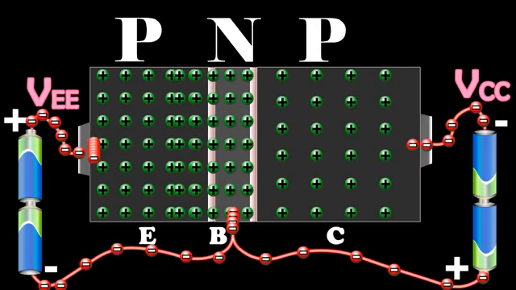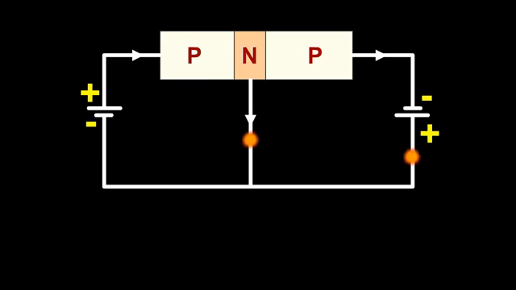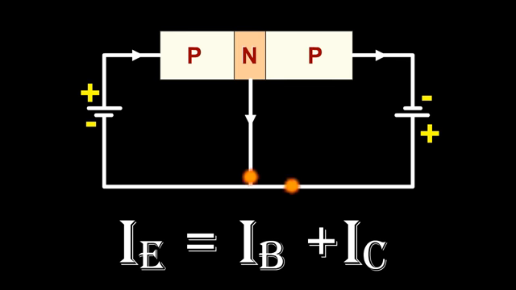Applying Kirchhoff's current law to the circuit, the emitter current is the sum of collector current and base current. That is, IE is equal to IB plus IC. This equation is the fundamental relation between the currents in a transistor circuit. This equation is true regardless of transistor type or transistor configuration. The action of an NPN transistor is similar to that of a PNP transistor.